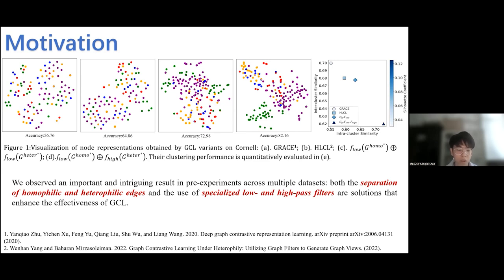In figure 1e, we quantitatively measure the class cluster performance. A good class cluster should have high intra-class cluster similarity and low inter-class cluster similarity. Thus, the best class cluster should be located at the bottom right of E with a dark color. We observed important and interesting results in pre-experiments across the datasets: both the separation of homophilic and heterophilic edges, and the use of specialized low and high pass filters, enhance the effectiveness of GCL.